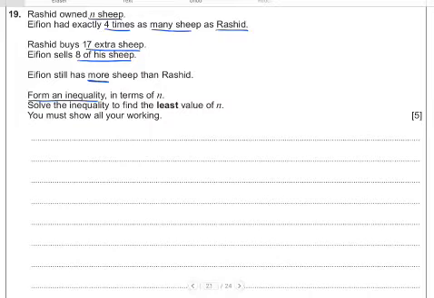Okay, so I know exactly what I'm doing now. I have to form an inequality in terms of n, I just mean I have to have n in my inequality. Solve to find the least value of n. You must show all your working.